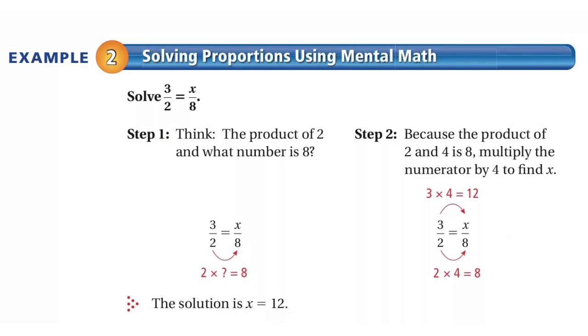In example 2, solving proportions using mental math, we just have 3 over 2 equals X over 8. Well, this is pretty easy. You look at the bottom and you go, well, how did I go from 2 to 8? You multiplied by 4, of course. So then you multiply the top by 4. Hopefully this reminds you of equivalent fractions. It's not equivalent fractions, it's proportional ratios. But proportional ratios is basically equivalent fractions. So yes, you multiplied the bottom by 4 to get 8, so you multiply the top by 4 to get 12.